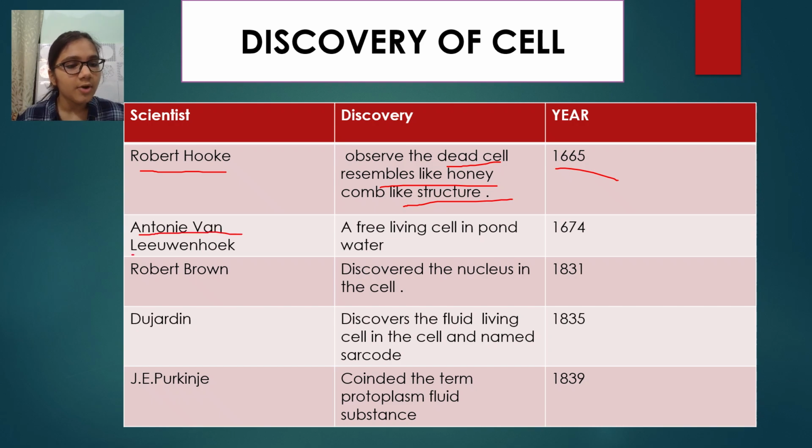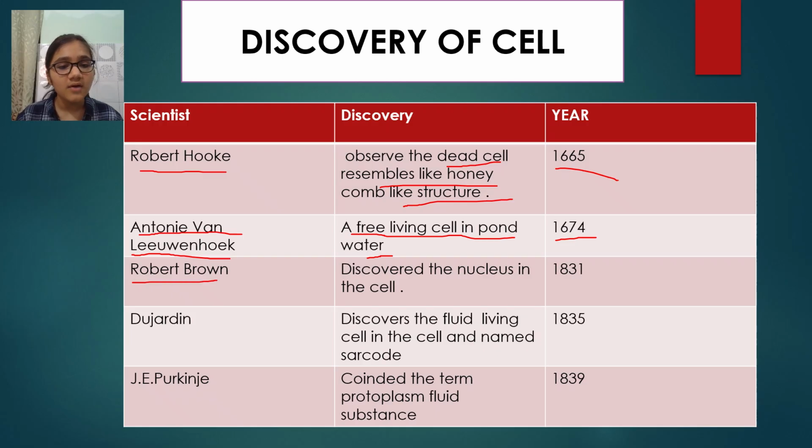Then Antony van Leeuwenhoek. In 1674 he observed a free living cell in pond water. That free living cell was a bacterium. Means, that cell was the cell of bacteria. He saw it with an improved microscope in the year 1674. Antony van Leeuwenhoek is the father of microbiology.